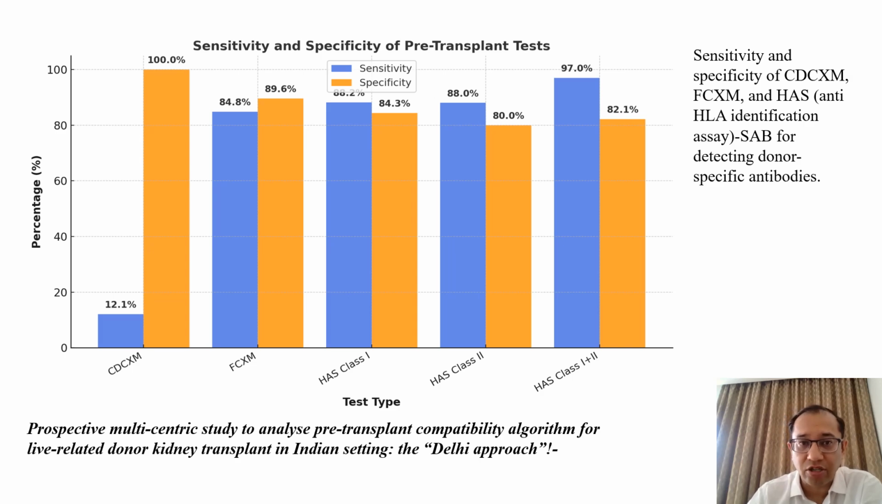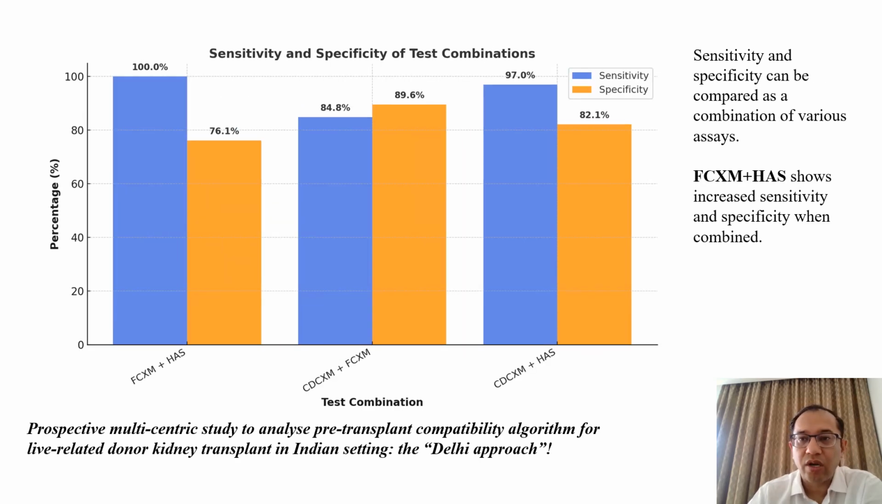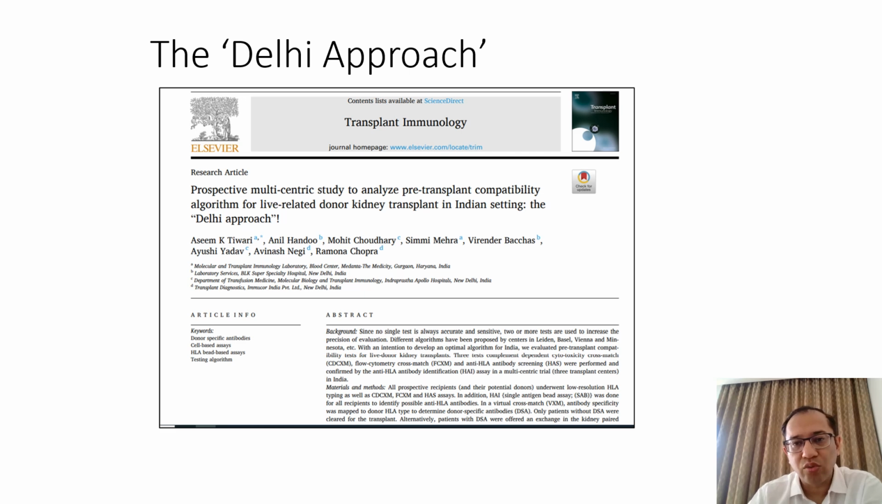So this is the multicentric study, and the sensitivity and specificity of the pre-transplant tests. You can see that the CDC crossmatch is very specific but not so sensitive, and similarly other tests like flow crossmatch are relatively sensitive and specific. You have the antibody screen and the combination of class 1 and class 2 antibody screen. When we looked for a combination, we found that the flow crossmatch with antibody screen gave relatively good coverage in everything. And we found that the combination itself could take care of most of the tests. What we employed was an algorithmic approach rather than going for a single test.